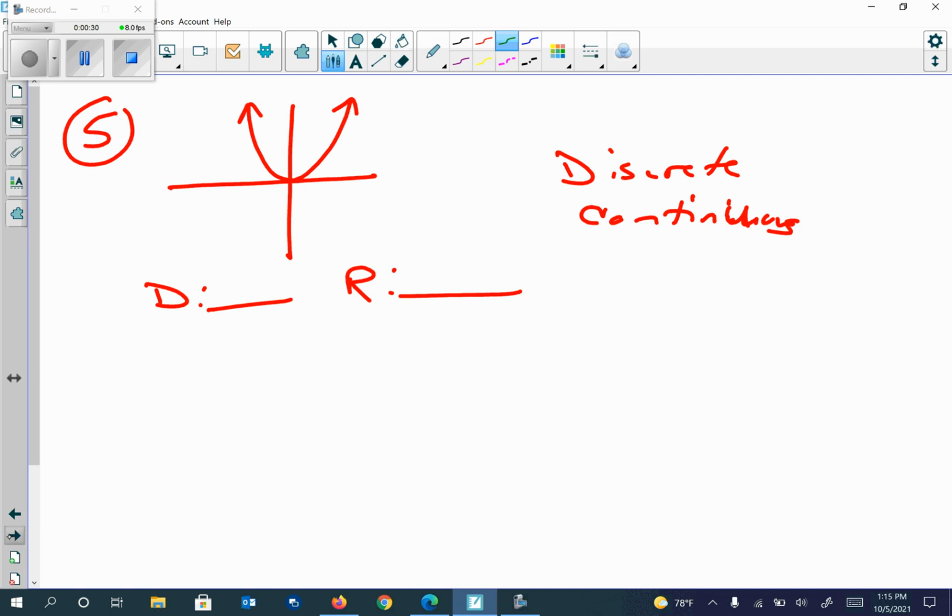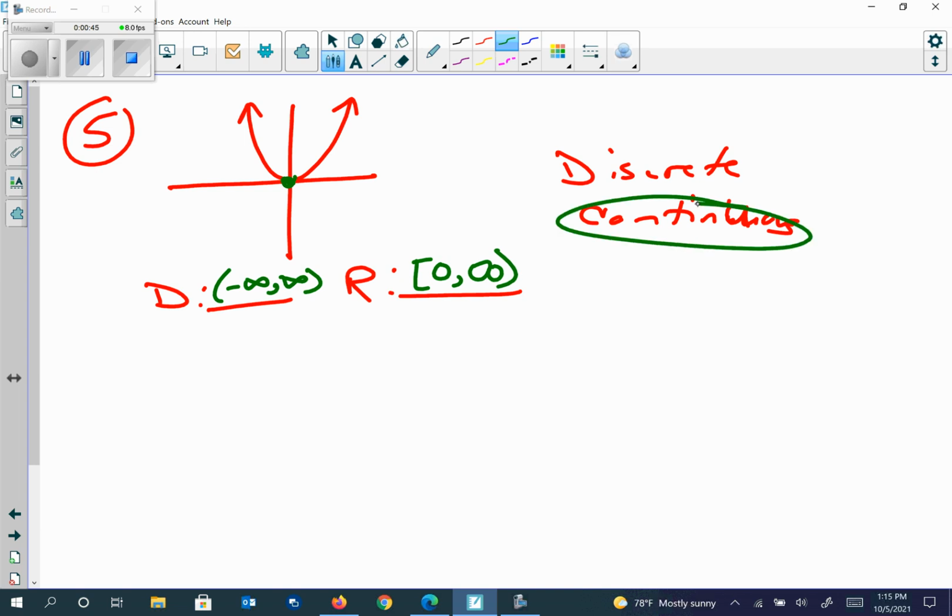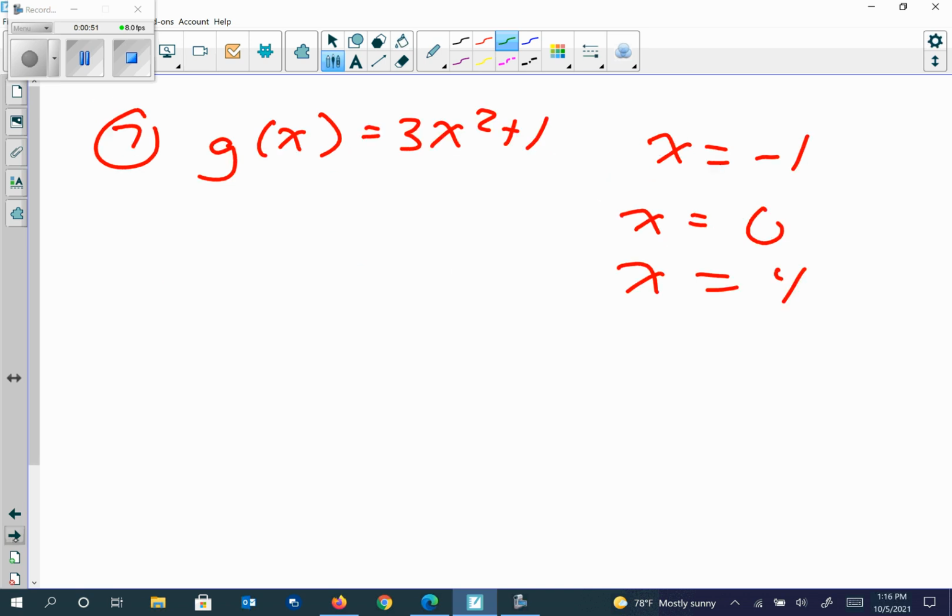Number 5, let's see the domain. It's a parabola, so it's going to go forever left, right, so negative to positive infinity. The lowest range value is going to be 0 because right there is our lowest at 0, 0. And it's going to go upward to infinity. And this is a continuous graph because I didn't have to lift up my pencil to do that. So that might help you with number 6.